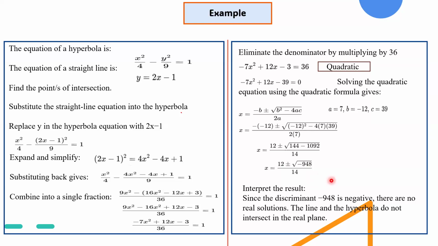As soon as we look at that part, 144 minus 1092, we can immediately tell that it's going to give us a negative answer. So we know we're not going to get any real x values, because we end up with negative 948. We would have to find the square root of that, and that can't work with the quadratic formula. By that result, we can see there are no real solutions, so the line and the hyperbola do not intersect at all. That concludes my part of the presentation.